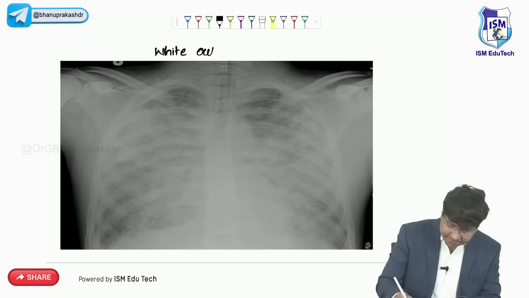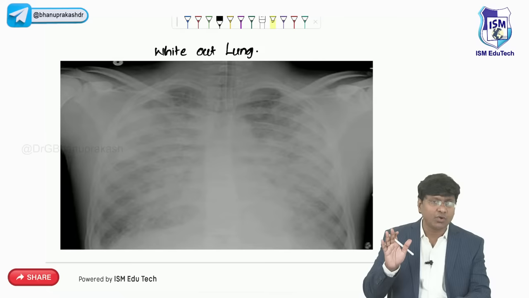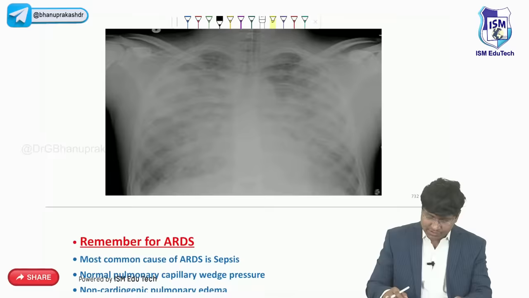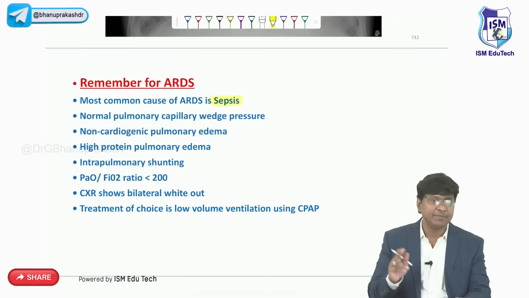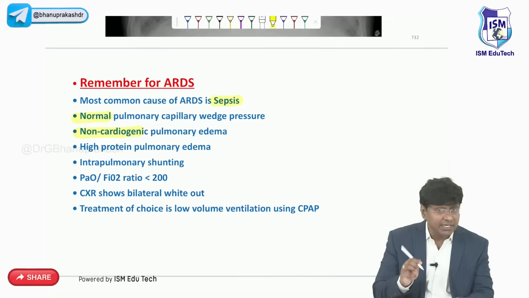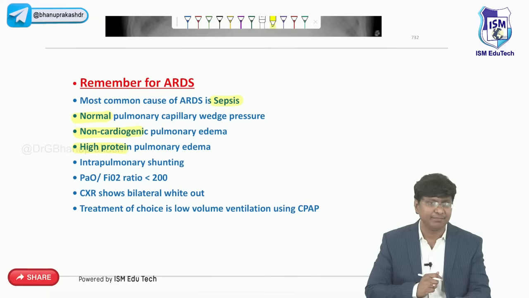And what are the quick important points related to ARDS? These are the nutshell points of ARDS. The most common cause of ARDS is sepsis. The pulmonary capillary wedge pressure will be normal. The type of pulmonary edema will be non-cardiogenic pulmonary edema. This pulmonary edema is rich in proteins, there will be formation of the hyaline membrane, and there is also intrapulmonary shunting.